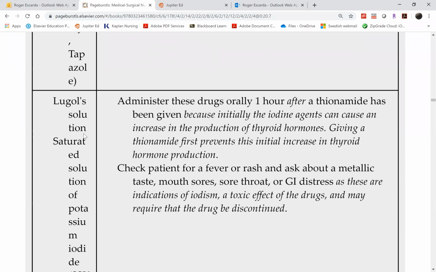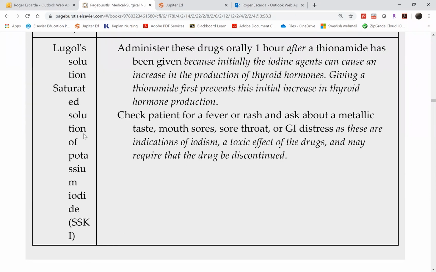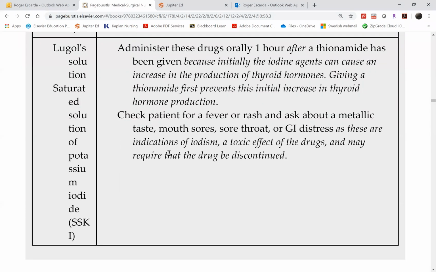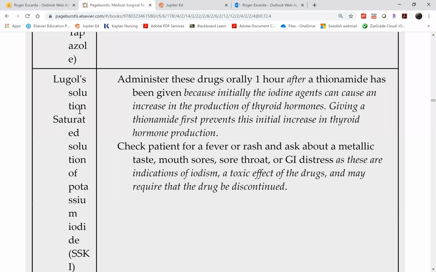All right. Now, remember we said earlier that iodine can cause hyperthyroidism, correct? So these patients will receive a saturated solution of potassium iodide. Although this is not purely iodide on its own, it's potassium iodide, it's still iodine. So when given alone, can it trigger hyperthyroidism or even thyroid storm? Yes. So be careful when administering this.